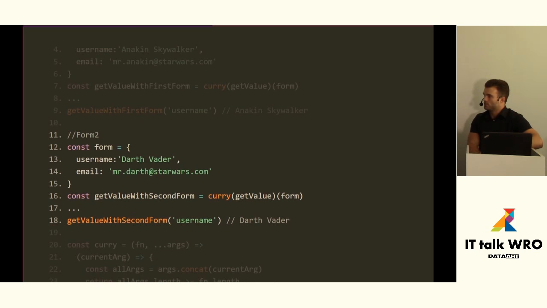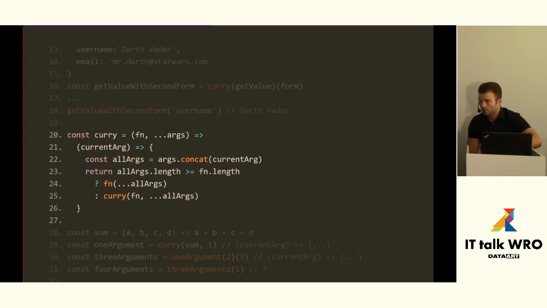And I have a second form for authorization, let's say. And I decided to curry that getValue function too, but with the second form variable. That means that every time you call it, you will get a result from the second form, not from the first one. This is a really powerful feature. And how to implement it?